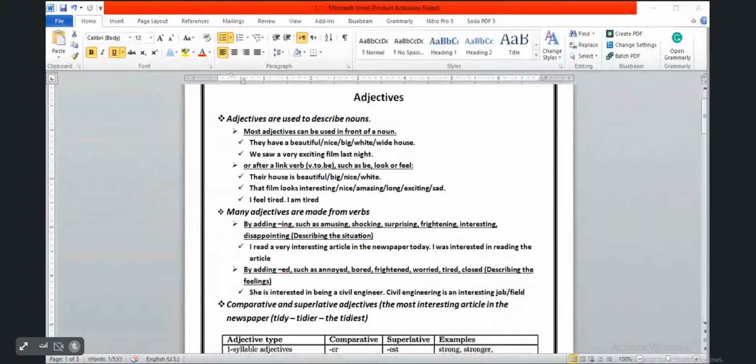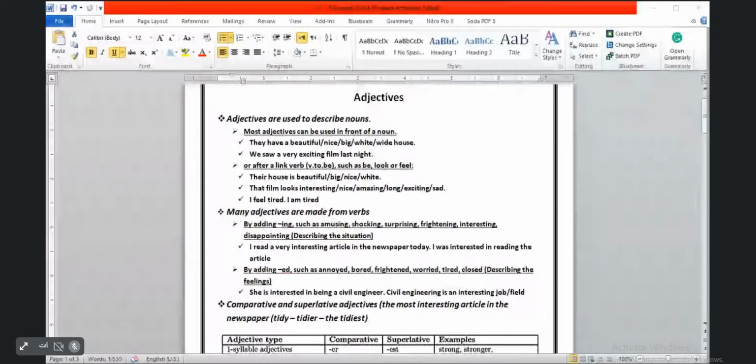Amazing. So the adjective amazing describes the film, or describes your feelings about the situation? So it describes the situation of what? The situation of the film? Yes, about the film or your feelings? About the film. It describes the situation about the film.